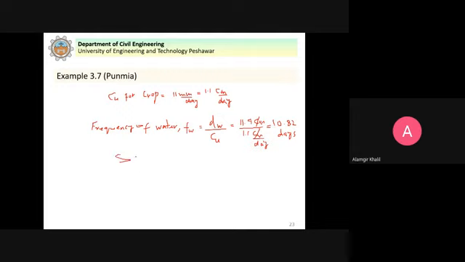So FW, we can take it as 10 days. So it means that water should be supplied after every 10 days. This is the frequency of water. After every 10 days, the water should be supplied.